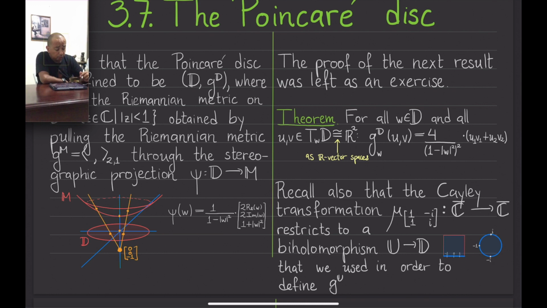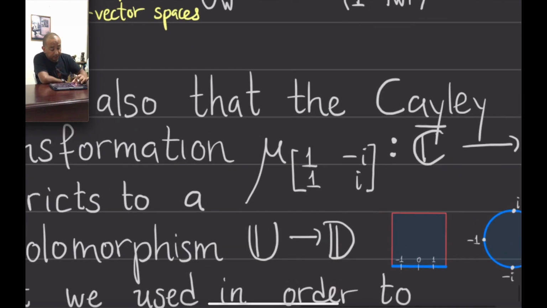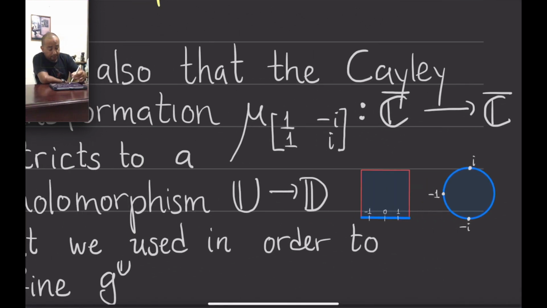Okay, we also saw that certain Mobius transformation, namely the Cayley transformation, gives us a bijection, and actually a biholomorphism between the upper half plane and the disk, right? And this is how we gave the upper half plane certain Riemannian metric, right? We actually pulled this Riemannian metric to the upper half plane through this Mobius transformation, right? And somehow the basic behavior of the Cayley transformation can be seen like this.